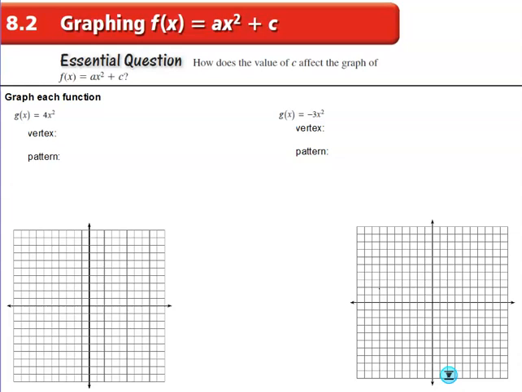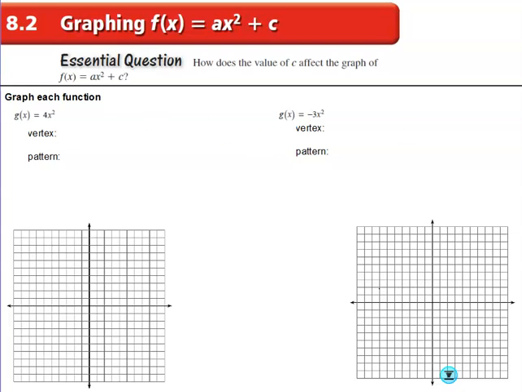Hello and welcome. In today's video we're going to continue our discussion on graphing quadratics, but now we're going to look at adding a number or a constant after our ax squared term. First we'll recall how to graph just ax squared, or a parabola that's being multiplied.